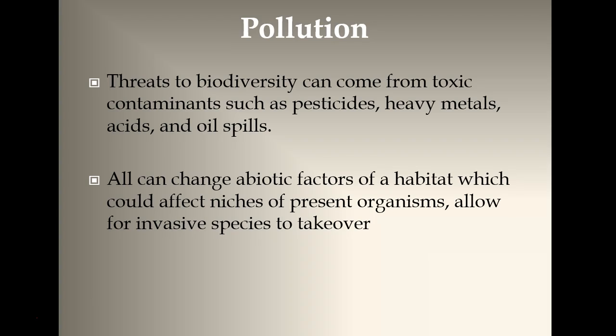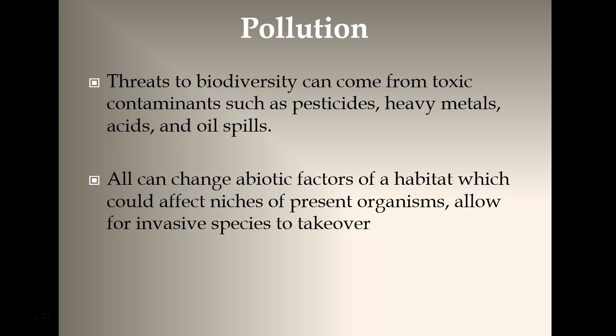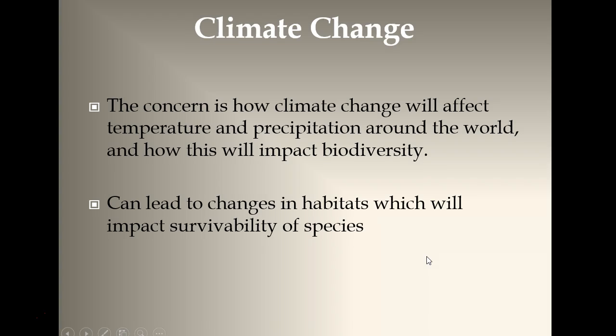Pollution, so any kind of contaminants change the abiotic factors of the habitat. So pollution is a pretty obvious one. It changes the habitat, the physical habitat itself. It could kill organisms, could lower their survivability, could allow for invasive species to take over, all because it's changing that habitat. Climate change, obviously a big human one, would affect temperature and precipitation, more abiotic factors for different habitats. Again, changing habitats will impact survivability.